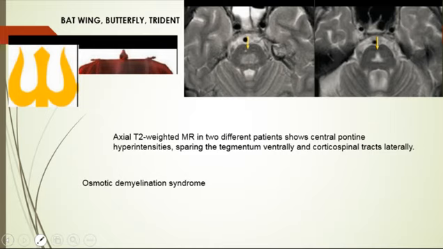What's the differential diagnosis of this appearance? Other possible differential diagnoses? Of course, infarction is number one. Neoplasms, demyelination, infection, metabolic disorders, radiation. But this is more in favor of central pontine myelinosis or osmotic demyelination syndrome. Of course, history and clinical presentation will be of paramount importance in these cases.